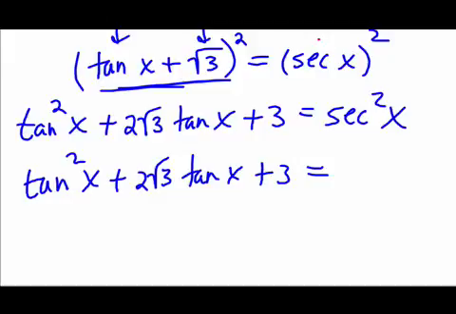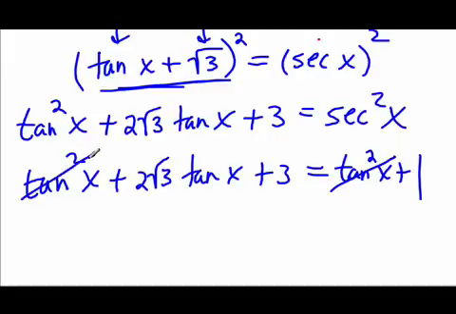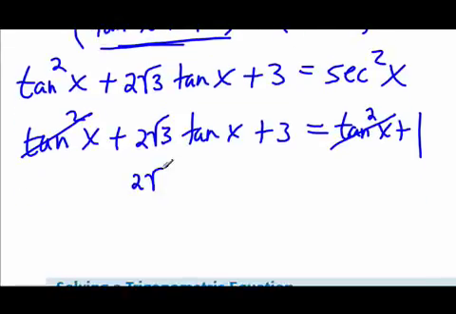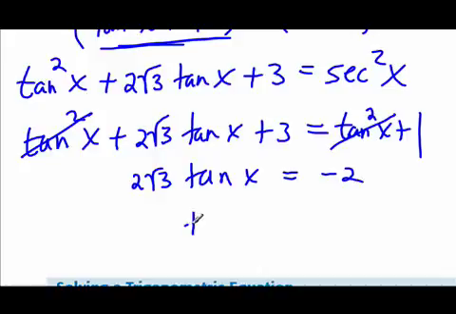Anybody look that up quick? Secant squared is the same thing as, in terms of tangent squared, tangent squared x plus 1. And look at that. Cancel, cancel. That's what I'm talking about. So now we have it down to 2 root 3 tan x equals, subtract 3 to the other side, negative 2. Divide both sides by 2 root 3. We have tan x is now equal to negative 2 over 2 root 3, so that's negative 1 over root 3, which is negative root 3 over 3.